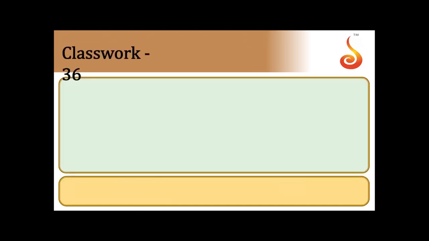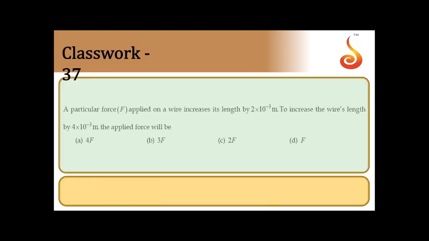Okay, we shall move on to next one. A particular force F applied on a wire increases its length by 2 into 10 power minus 3 meter. To increase the wire's length by 4 into 10 power minus 3 meter, applied force will be.